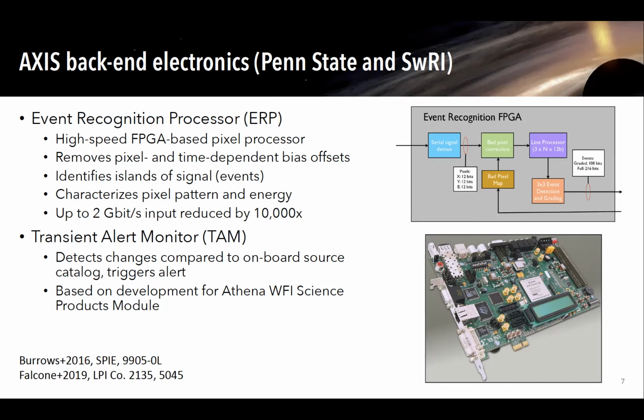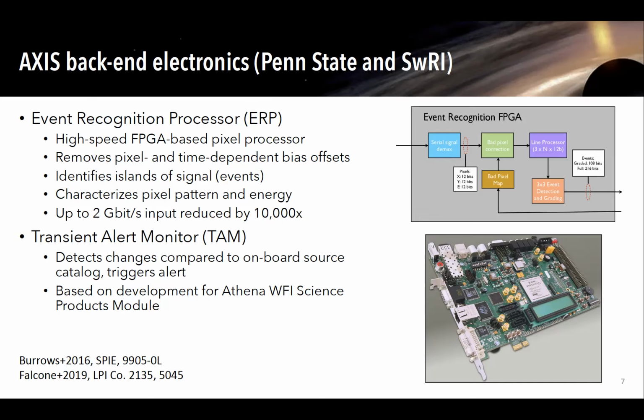Again, these algorithms are not necessarily new, but they just have to be run at a much faster rate than existing instruments can do. So our colleagues at Penn State have been developing for the last couple of years this FPGA-based event recognition processor. And so that's what we will employ on AXIS. And this should reduce that 2 gigabits per second by a factor of 10,000 and allow us to easily fit the data we need into our telemetry limit.